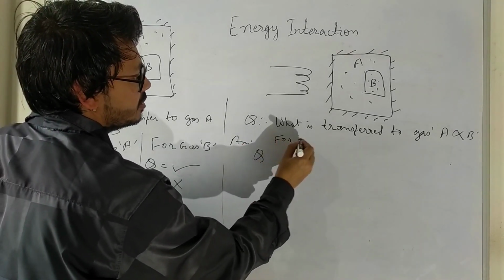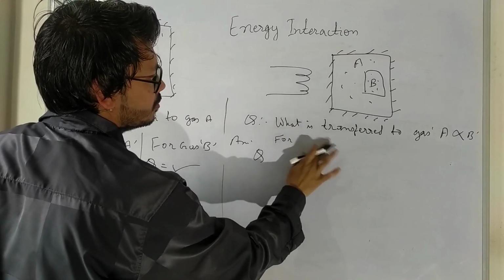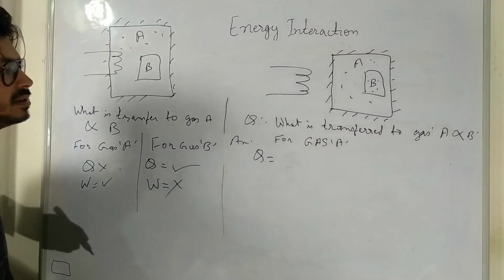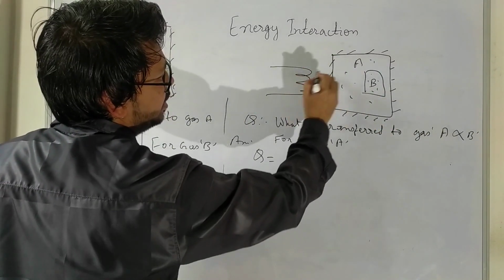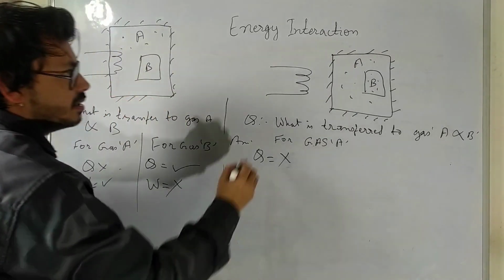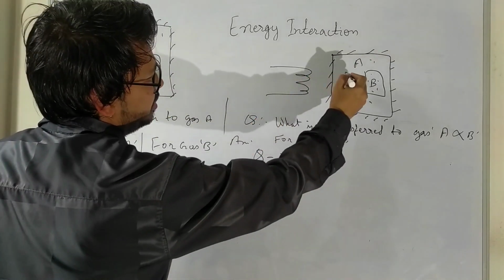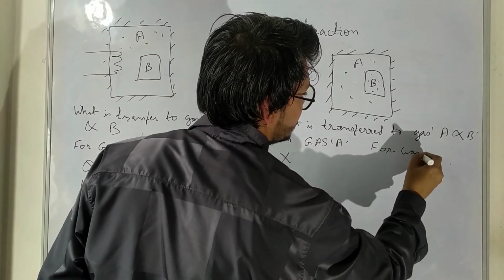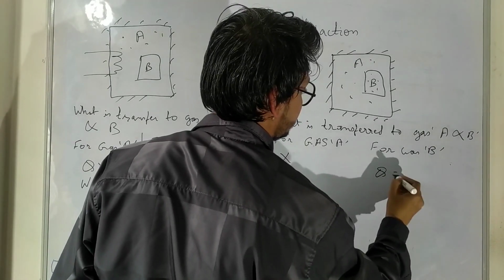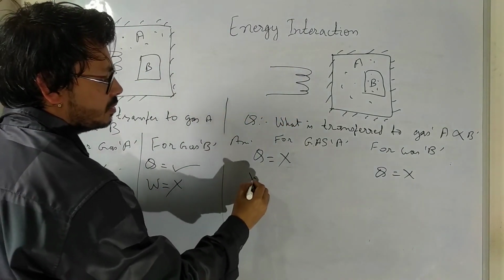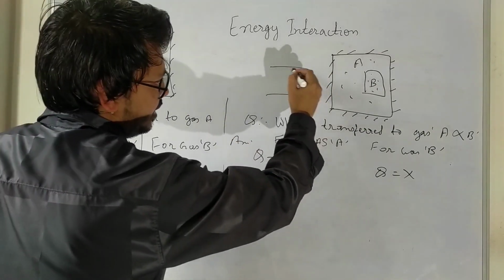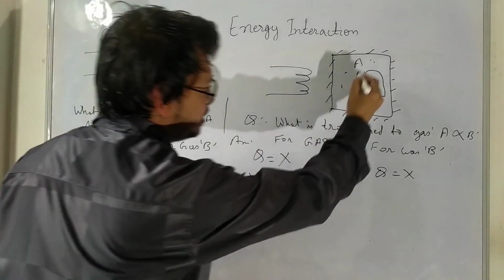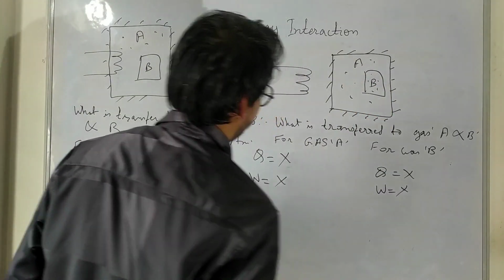For gas A, is there any heat transfer? Since the system is insulated, heat cannot cross its boundary, so there is no heat transfer. And for gas B, since the heat is not entering this system, there will also be no heat transfer for gas B. Now work transfer for gas A. Since that electrical energy is not entering its boundary, there is no work transfer. The same thing is here also, so there is no work transfer.